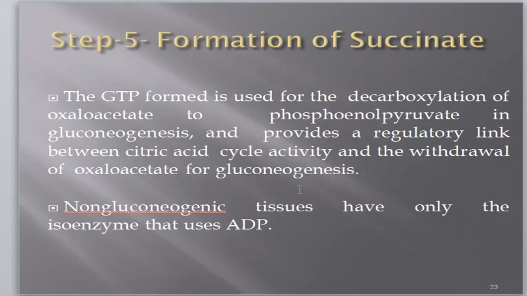Hence, the GTP formed within step 5 of the TCA cycle participates in the gluconeogenesis process and provides a regulatory link between the citric acid cycle and the withdrawal of oxaloacetate for gluconeogenesis. So gluconeogenic tissues contain both isoenzymes using GDP and ADP as the cofactors. What about the non-gluconeogenic tissues? They have only one type of isoenzyme form of succinate thiokinase that uses ADP as the cofactor. So we can expect only the formation of ATP in the TCA cycle of non-gluconeogenic tissues.